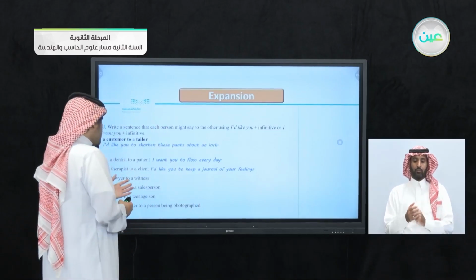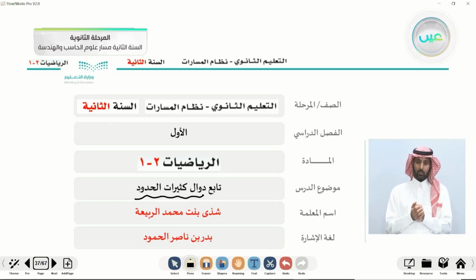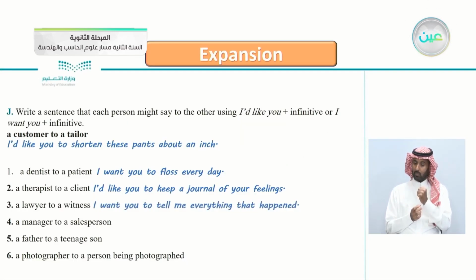Number 3, a lawyer to a witness of a crime. What would a lawyer ask a witness? Yes, he said, I want you to tell me everything that happened, because as a witness, he saw what happened. The lawyer would say, I want you to tell me, or he would say, I'd like you to tell me everything that happened. Excellent.